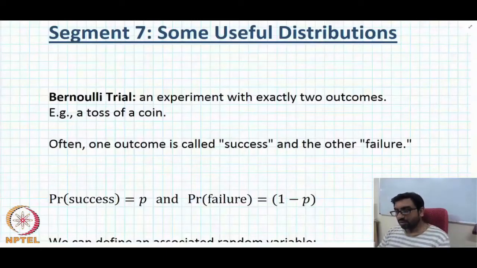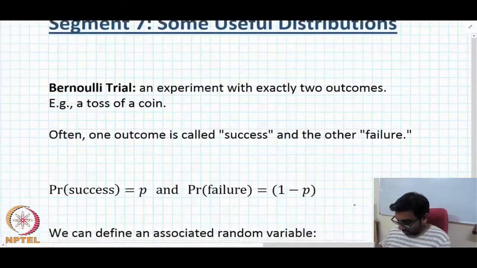In the context of Bernoulli trials, we normally talk about one of the outcomes as being a success and the other one being a failure. And these Bernoulli trials are often used to model such success-failure situations. The normal notation is that the probability of success is denoted P, and the probability of failure is denoted 1 minus P.